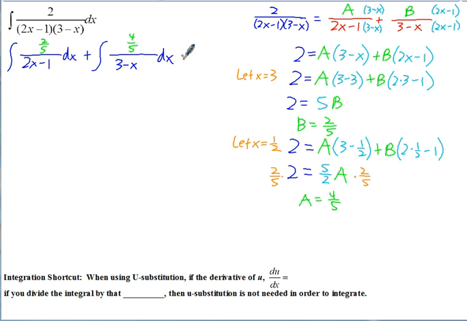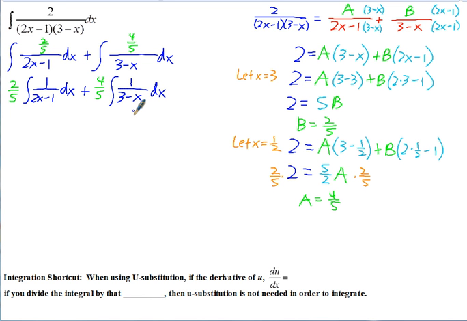And then we can pull out the constants. 2/5 on the first integral, so it's just 1 over 2x minus 1 dx plus 4/5 times the integral of 1 over 3 minus x dx. However, slightly different than the other one at this point because that same shortcut doesn't quite work. Because here if you said u equal to 2x minus 1, the derivative of that would be 2, not 1. And here if you said u equal to 3 minus x, the derivative is negative 1, not 1. So it's just a slightly different shortcut.